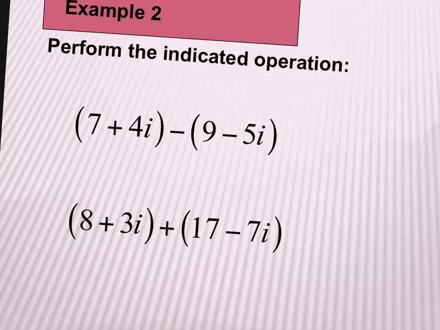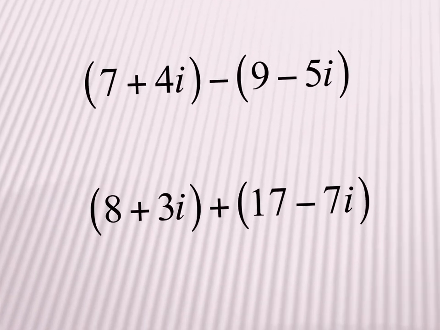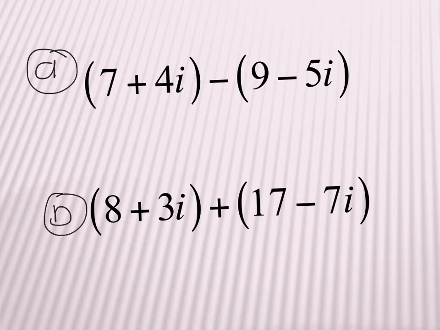So two different examples here, A and B. In A, I've got 7 plus 4i minus 9 minus 5i. And in B, 8 plus 3i plus 17 minus 7i. So what's the first thing you want to do with A? Distribute the negative, and that negative goes to both. So I'd get 7 plus 4i minus 9 plus 5i.